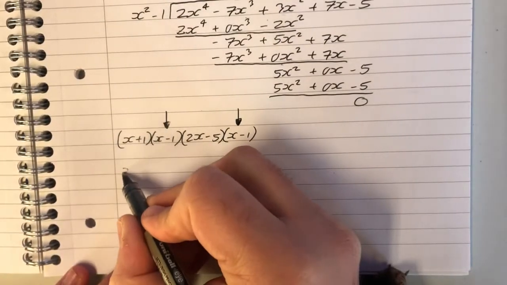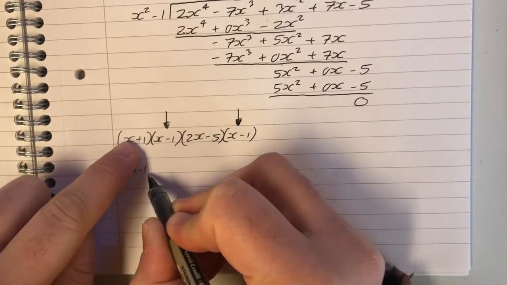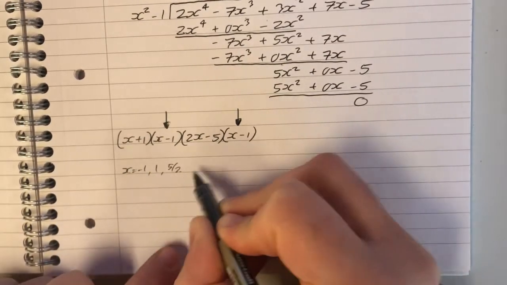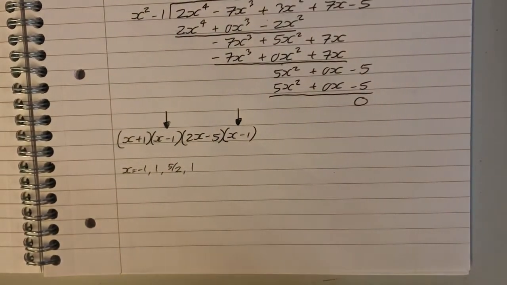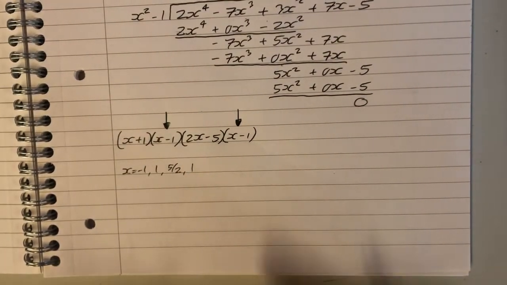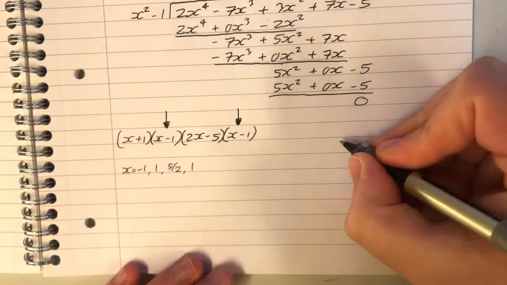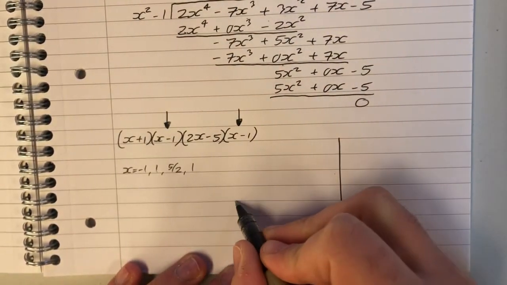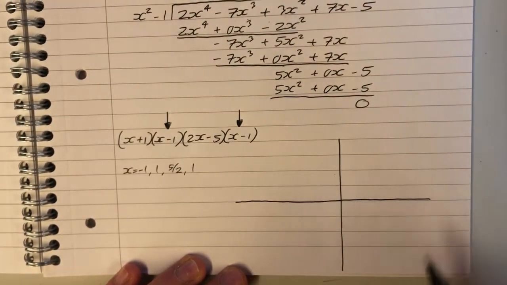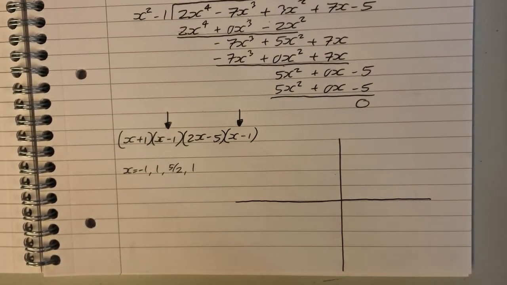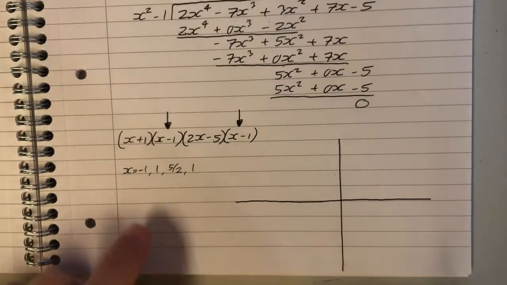So my roots for this quartic are x equals minus 1 from this bracket, a 1 from this bracket, a 5 on 2 from this bracket, and then another 1 from this bracket. It means it's only got 3 roots, but we do refer to the number 1 as what's called a double root. And graphically, what happens at a double root is the curve will just touch the axis at that point. It won't go through the axis at that point.